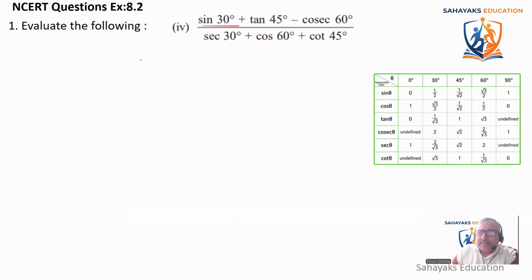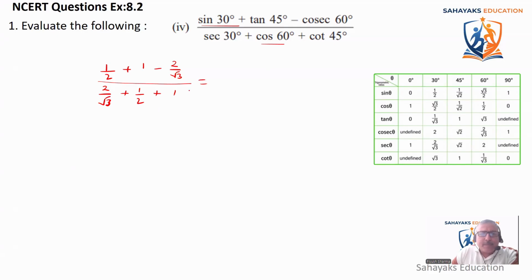What is sine 30? Sine 30 is 1 by 2. So I'll just put 1 by 2 plus tan 45, 1, minus cosec 60. Cosec 60 is 2 by root 3, divided by sec 30, which is 2 by root 3, plus cos 60. Cos 60 is 1 by 2, plus cot 45. Cot 45 is 1.